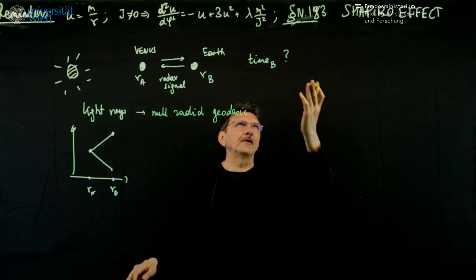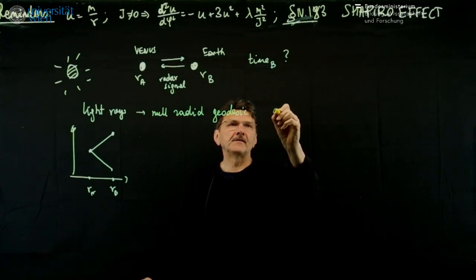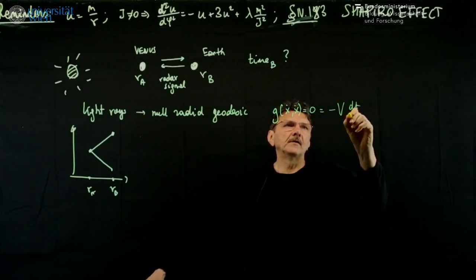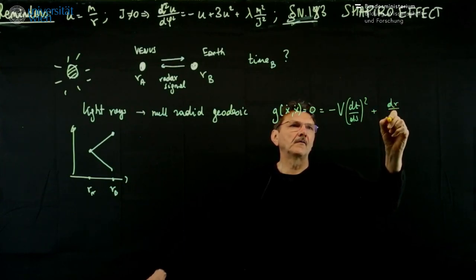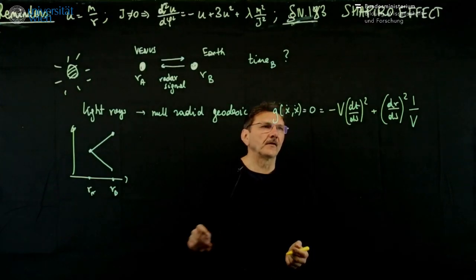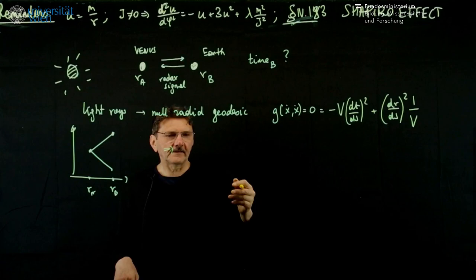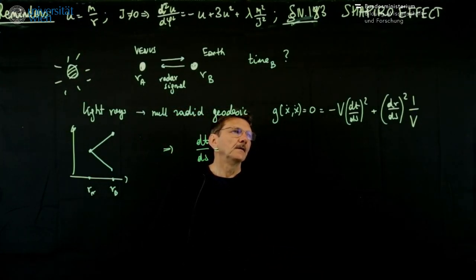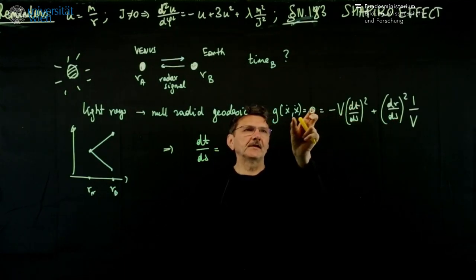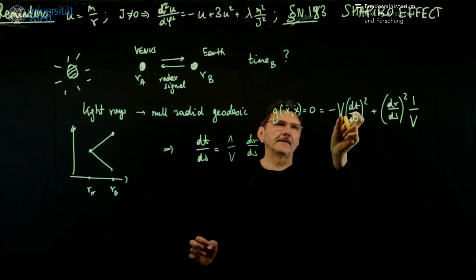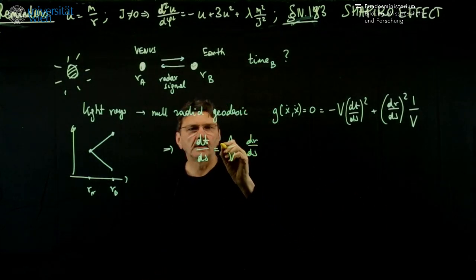I could take my radial geodesic equation, but I can just use the fact that g on the tangent is zero. So this is minus v (dt/ds) squared plus (dr/ds) squared times 1/v. It's radial, so there are no angular terms. In other words, I want t, right? This is a calculation we already did for the redshift effect. If I put it on this side, I need to divide by v. So I divide by v, I get a v squared, take a square root.